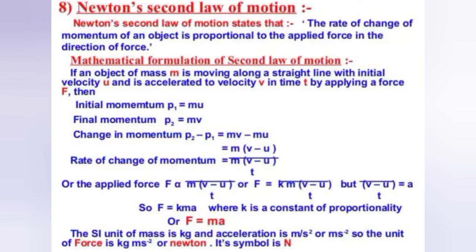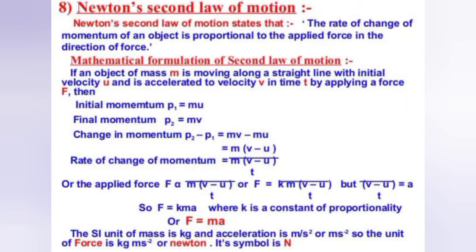So the change in momentum is equal to P2 minus P1, and we know that P2 is equal to mv and P1 is equal to mu. So we substitute the formula, that is mv minus mu. Now we can take m as common. So the rate of change of momentum is m(v minus u) upon t.